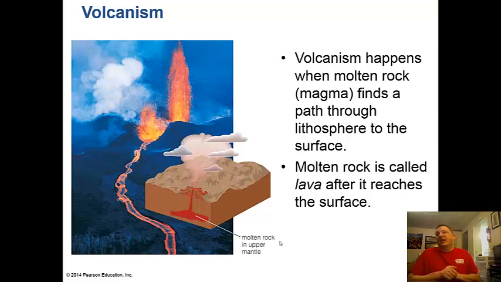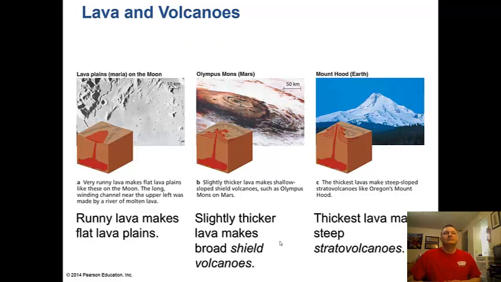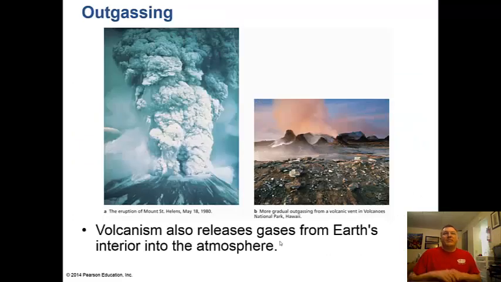Volcanism. Volcanoes happen when molten rock, magma, finds a path through the lithosphere to the surface. The molten rock is then called lava when it reaches the surface. So magma is underneath the surface and lava is on the surface. It's the same thing as melted rock. Volcanoes cause outgassing. This releases gas from the Earth's interior into the atmosphere, and it does change the atmosphere of the Earth.